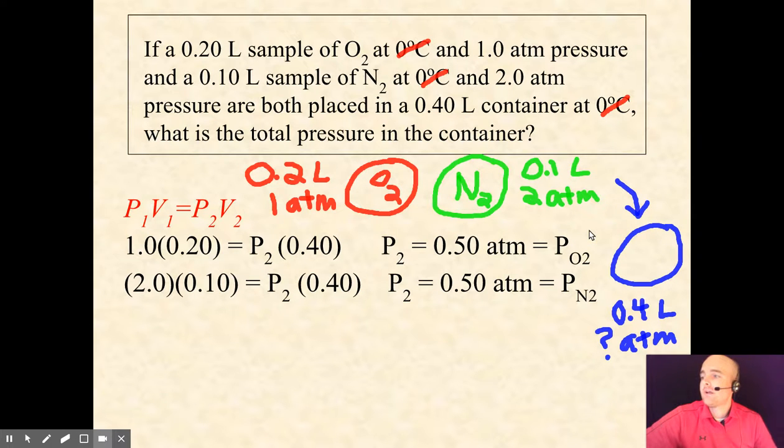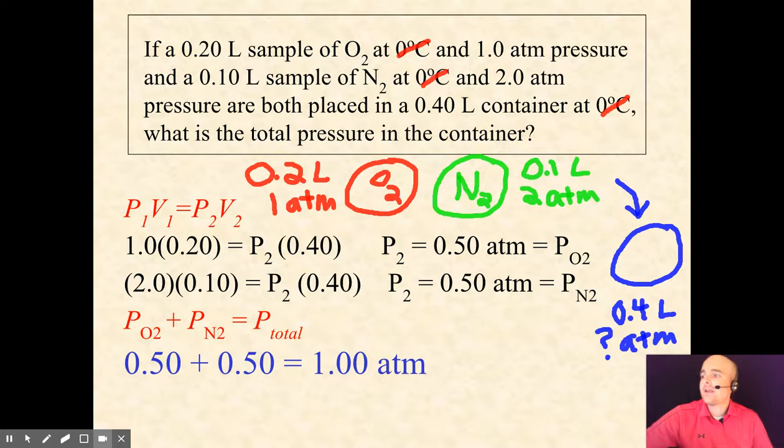Now I will do the same thing for the nitrogen. These are my initial conditions of nitrogen, and they will move into my new container of 0.4 liters, and that will help me solve for my unknown pressure as 0.5 atmospheres of nitrogen. So now the total pressure will just be the sum of those two, and I can find out that the total final pressure is going to be 1 atmosphere.